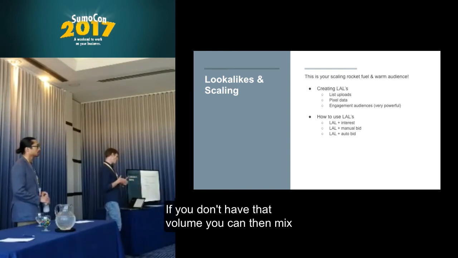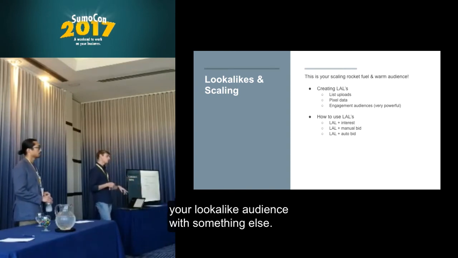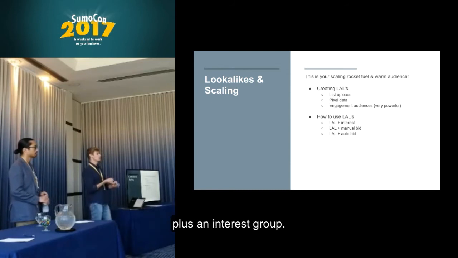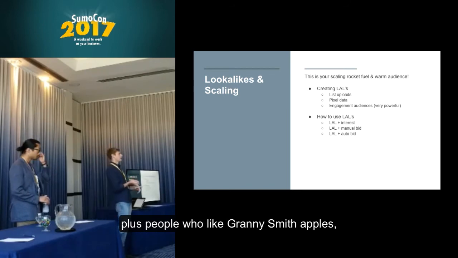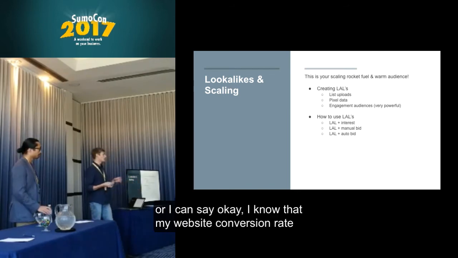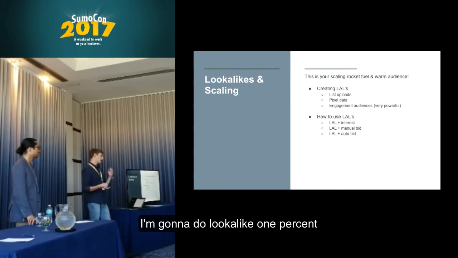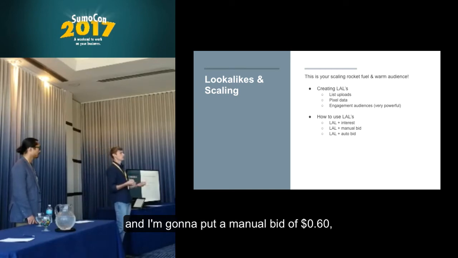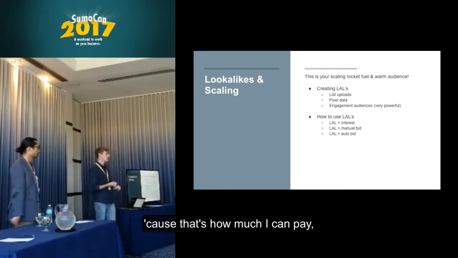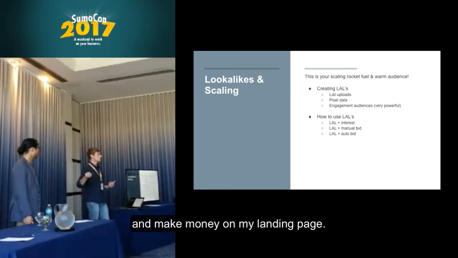If you don't have that volume, you can then mix your lookalike audience with something else. So you can add lookalike 1% plus an interest group. I would add my lookalike plus people who like Granny Smith apples. Or I could say, okay, I know that my website conversion rate is 4% for people buying my apples. I'm going to do lookalike 1%, and I'm going to put a manual bid of 60 cents because that's how much I can pay to then get a good conversion rate and make money on my landing page.